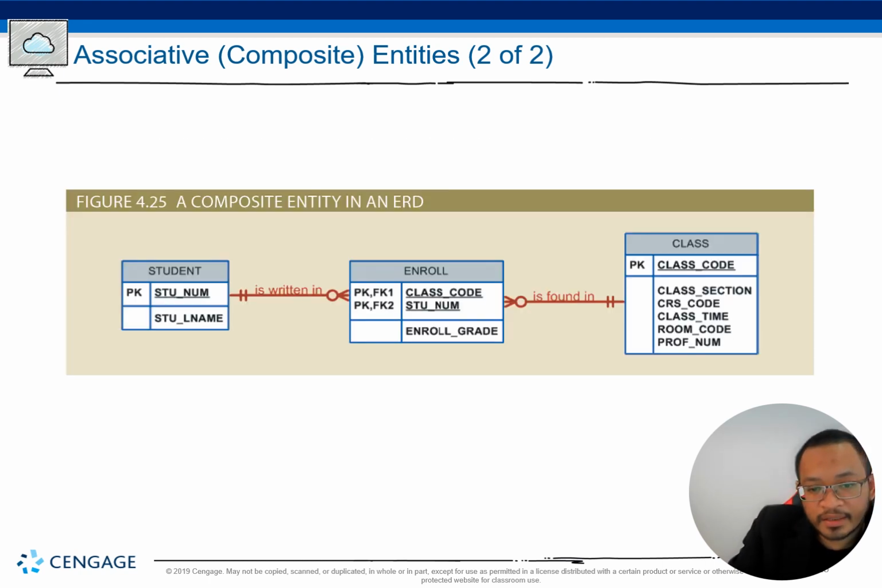Alright, so here is an example of a composite. You will have a composite key in the middle of the relationship.